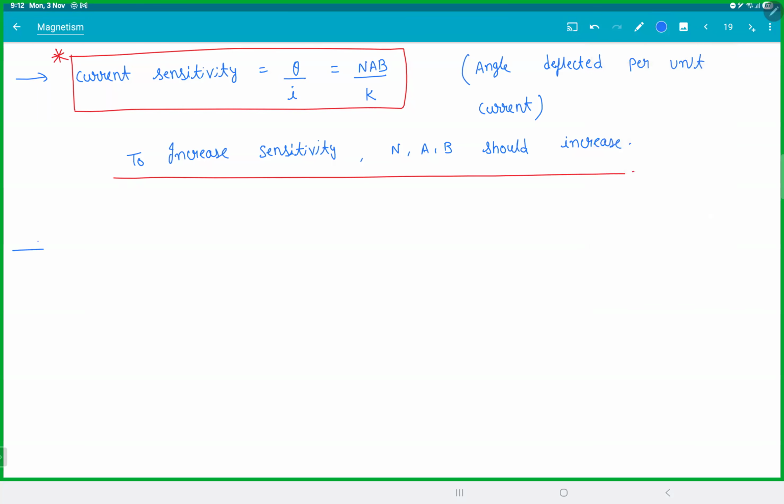The second thing, this is an important question. They did ask a few times: voltage sensitivity.